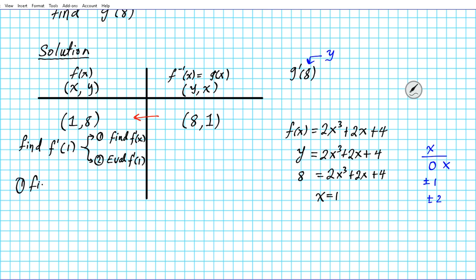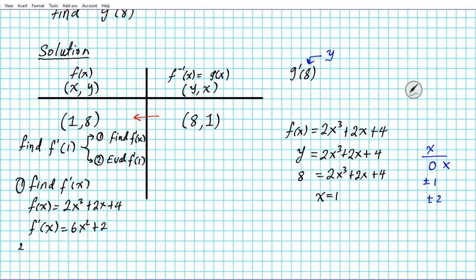First part is we want to find the derivative anywhere. Find f prime of x. So f of x is what? 2x to the third plus 2x plus 4. If you differentiate that, f prime of x is going to be 6x squared plus 2. Okay? We're done with the first part.